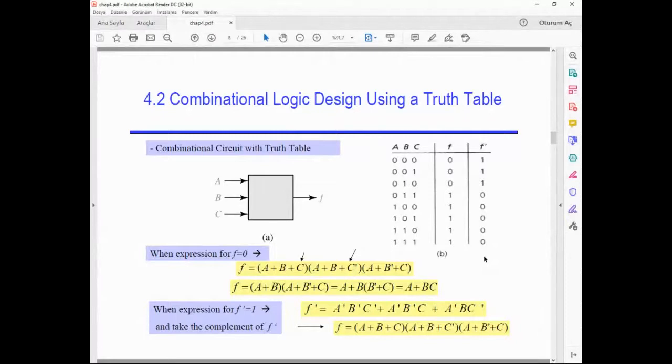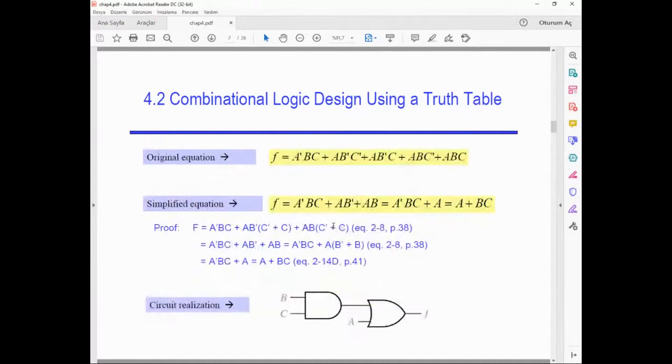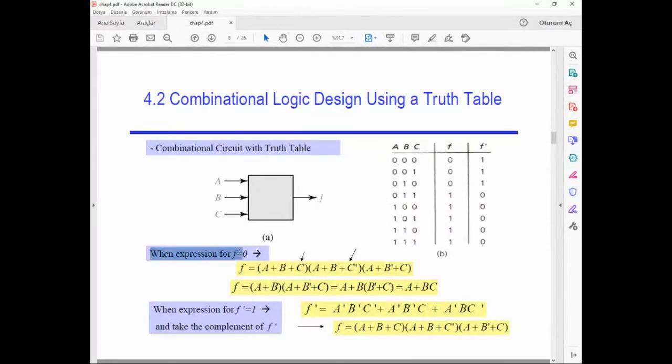Okay. Here is our function. This means F is 0: A or B or C means 0. A or B or not C also means 0. A or not B or C means 0. We did it here for 1, when the expression for F is 1, and we are doing it here for 0, when the expression for F equals 0. So that means we have this equation, and we got this from this equation.